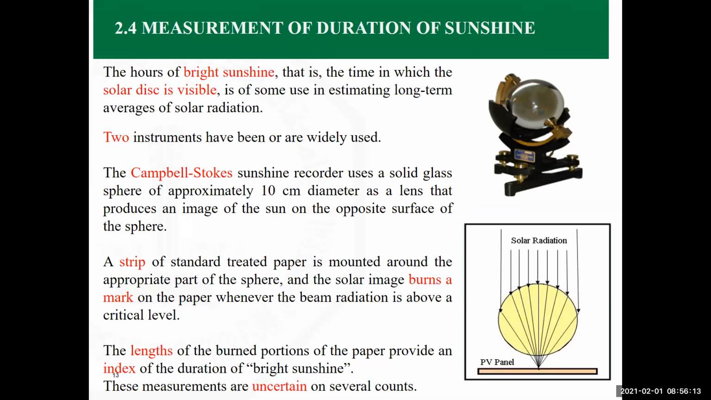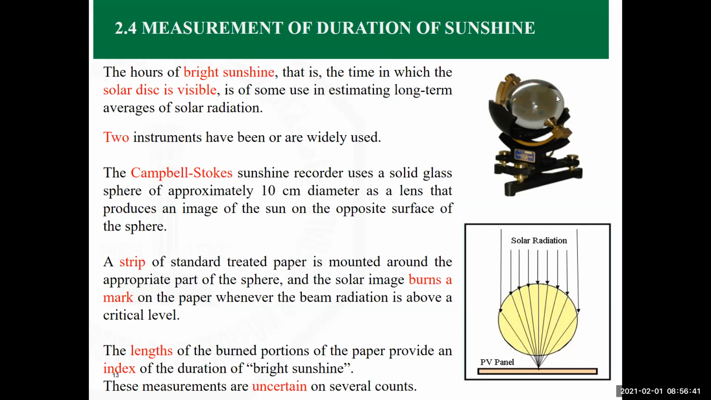The time in which the solar disk is visible. For using the long-term average of solar radiation, two instruments are widely used. One of them is what we call the Campbell-Stokes sunshine recorder, where basically it has a solid glass.